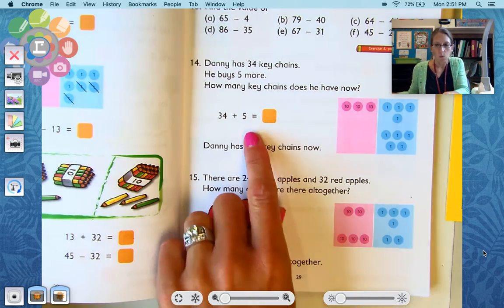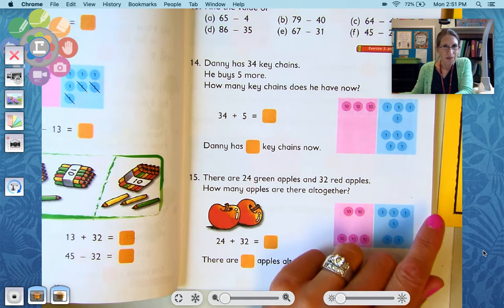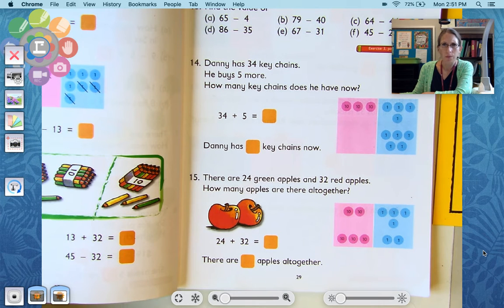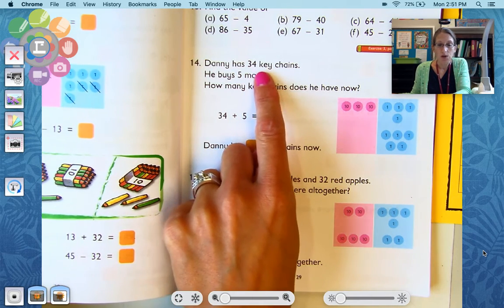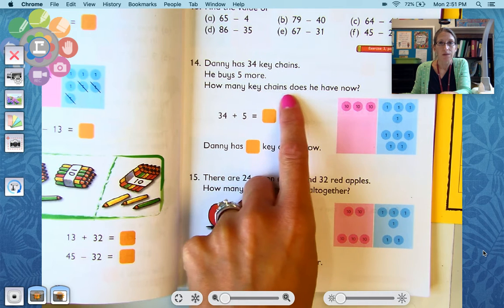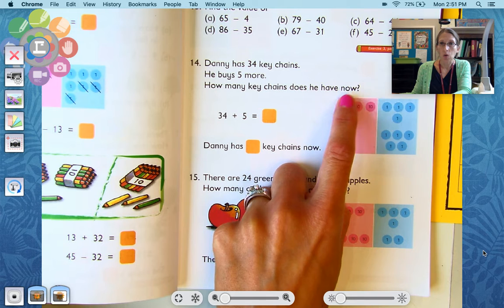But let's talk about what we're going to do to fill in our number bond or our unit bar, because that's kind of the next step, to read through our problem again and decide what should our unit bar look like? What should our number bond look like? Should we add or subtract? So let's see. If Danny has 34 keychains and then he buys 5 more, how many keychains does he have now? So first of all, have they given us the total number? Have they given us the whole number? Or do we need to find the whole number, the total?